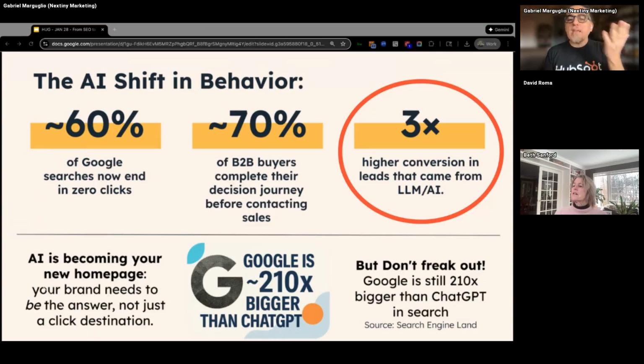But just don't freak out. It's huge, and I just shared the Search Engine Land study about that, so keep an eye on it. Charlene, yes. No, David, so true. Gemini is for everything, and Gemini is running in Chrome. So yes, it's making it easier.